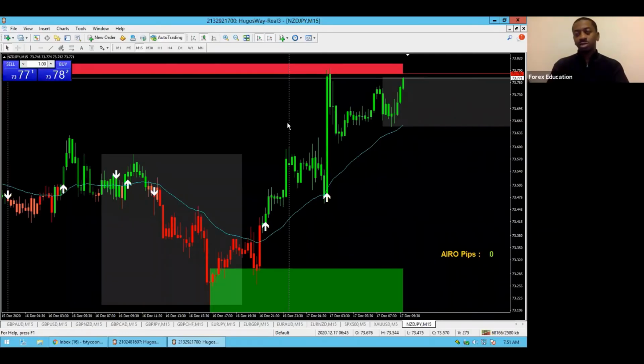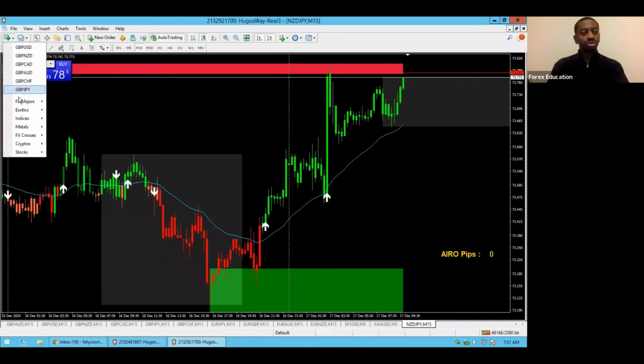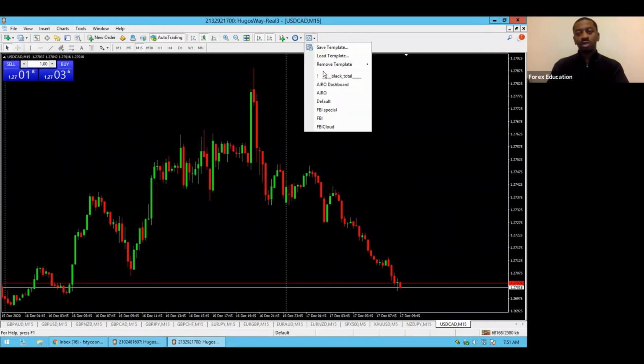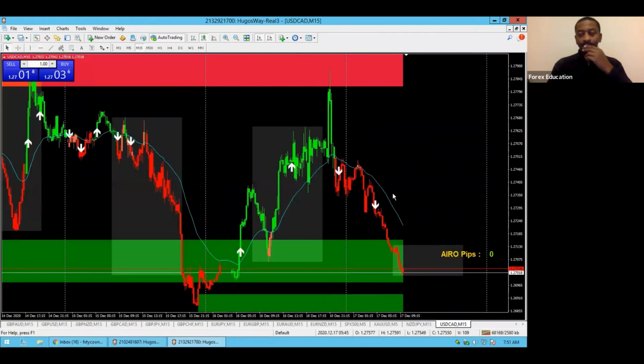So someone asked about USD CAD. I guess there's a down arrow. So we'll take a look at USD CAD real quick. Let's see what's going on. USD CAD around 12 a.m. So for me, your 12 a.m. may be different than my 12 a.m.